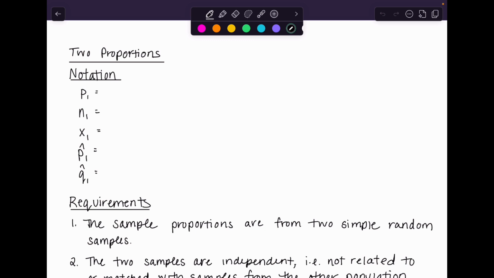Starting out with the notation, for all of these we have this subscript of 1. This indicates that we're dealing with this particular thing for our first population. If I change the subscript to a 2, that means it's the same parameter, but for the second population instead. So little p is always representing our population proportion, in particular the population proportion for that first group of individuals, or that first population. n1 is the size of our first sample.